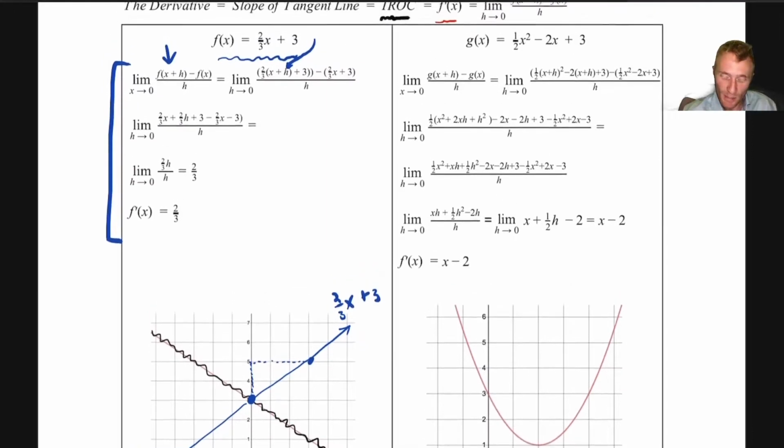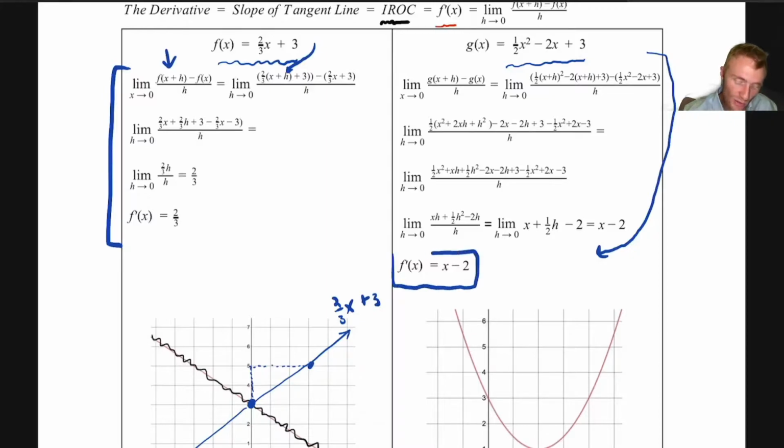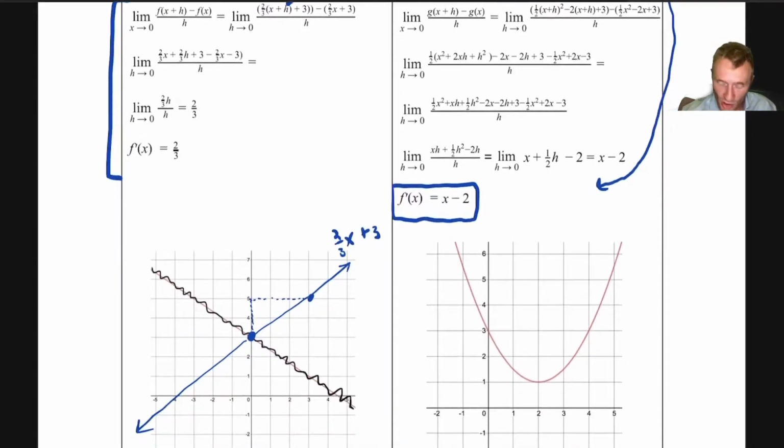Versus if we take a parabola, 1/2 x squared minus 2x plus 3, and we do the entire limit definition of a derivative, and it takes us 5 minutes and our hands hurt, and you say you hate calculus, but at the end of the day you get it, and you say, yes, the derivative f prime of x is x minus 2. That's because the derivative changes. The slope of the tangent line depends. Is it this tangent line? Is it this tangent line? It should change depending on what x is.